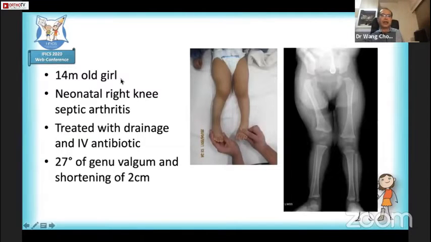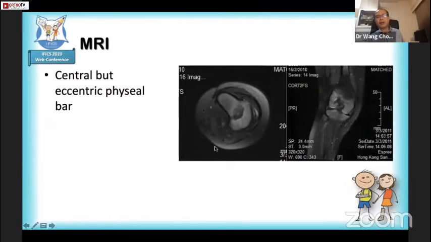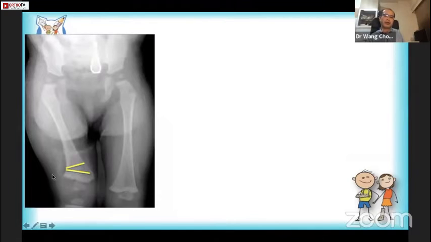So this is another case, a 14-month-old girl with a history of right knee septic arthritis, treated with drainage and IV antibiotics in another hospital. The patient was referred to me at the age of 14 months with 27 degrees of genu valgum and shortening of 2 centimeters. So MRI confirms a central but eccentric physeal bar, and that explains the shortening and the angulation.